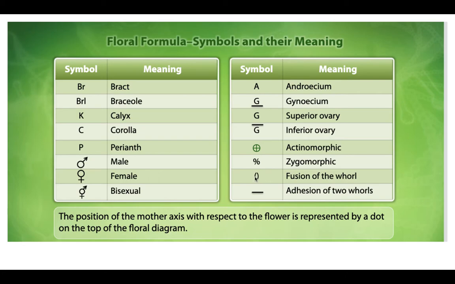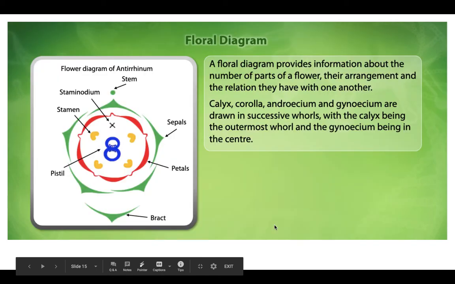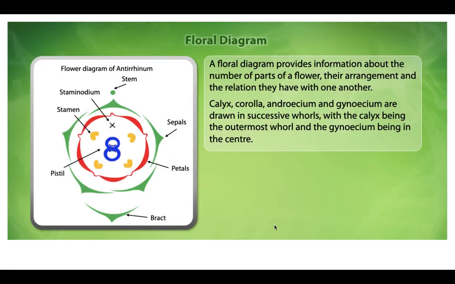And this is showing fusion of whorls, and addition of the two whorls can be represented by this symbol. The position of the mother axis with respect to the flower is represented by a dot on the top of the floral diagram. To understand it, now come to know about this floral diagram.